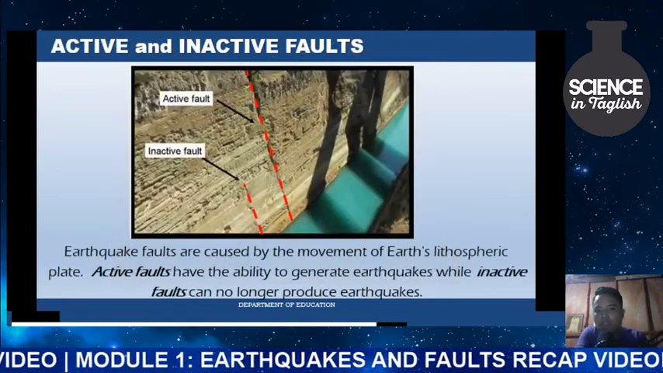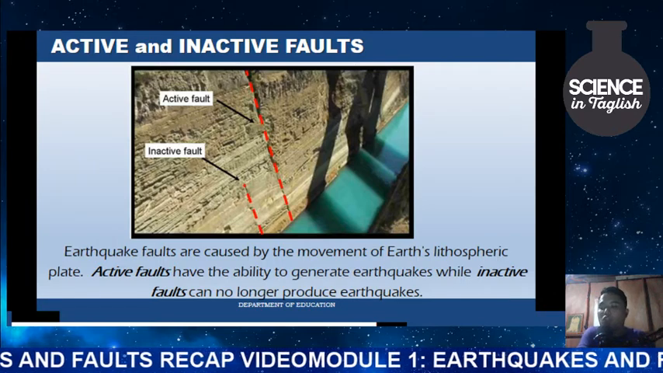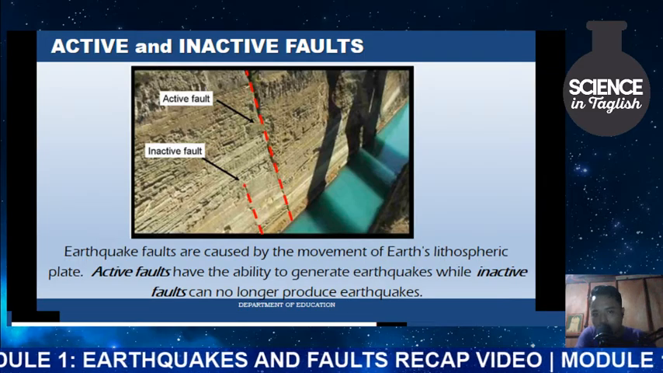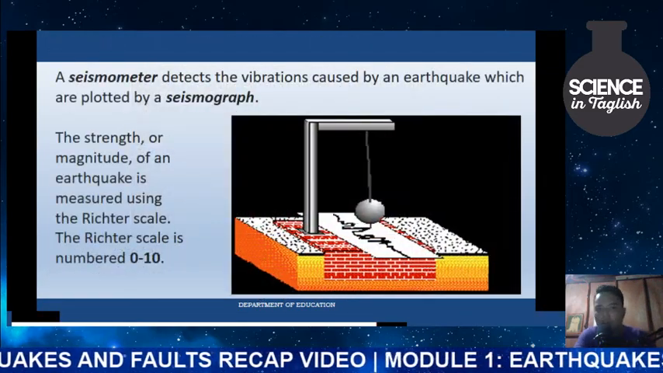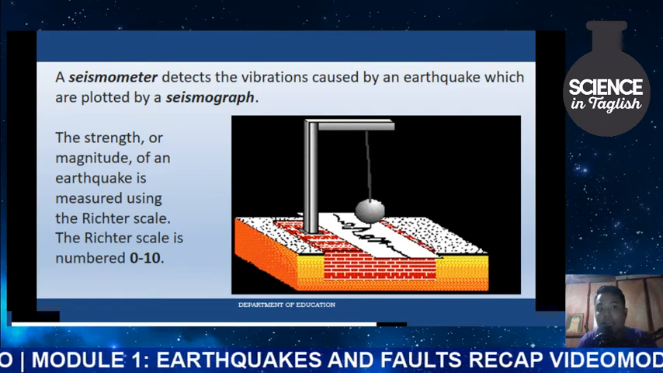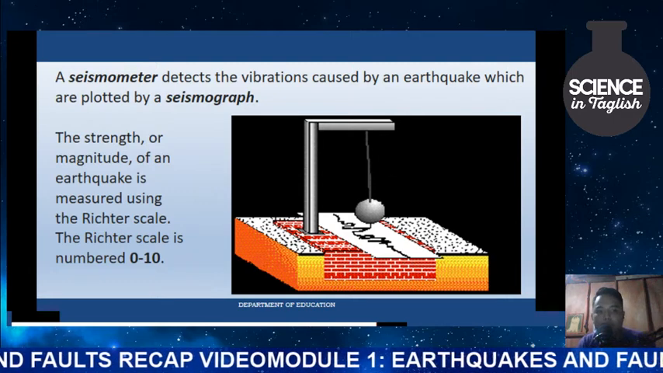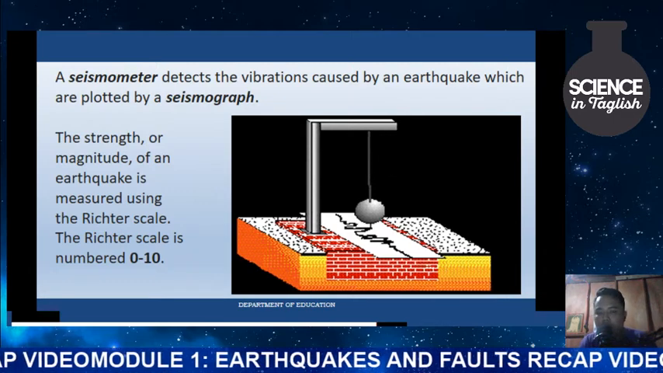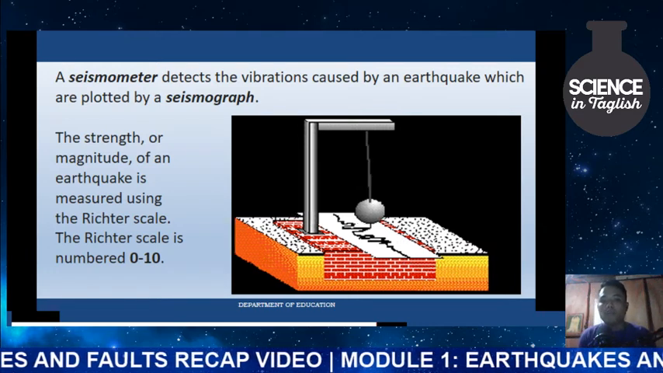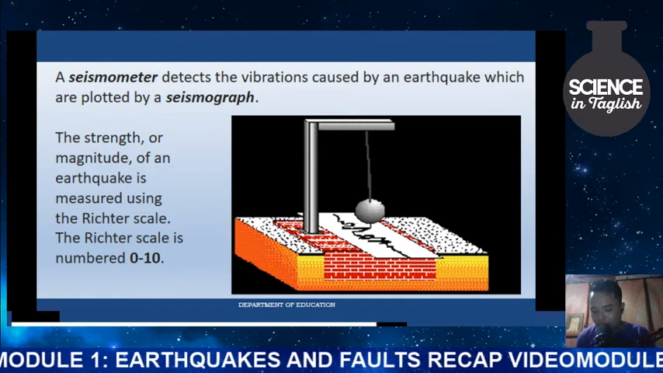Alright, so active inactive. Pag sinabi nating active yung fault, nakakapag-produce pa siya ng earthquake. So may stress and strain pa. Kapag inactive, hindi na. O, anong tawag natin panukat ng lakas ng isang lindol? Seismometer. Ano yung napoproduce niya? Seismograph. Okay? At yun yung binabasa ng ating mga seismologist para masukat yung magnitude ng lindol, which is measured in the Richter scale.